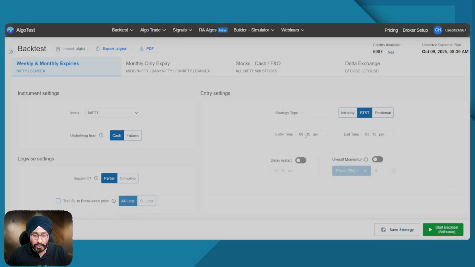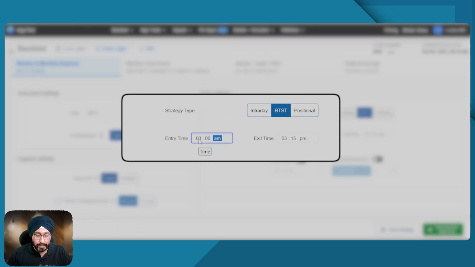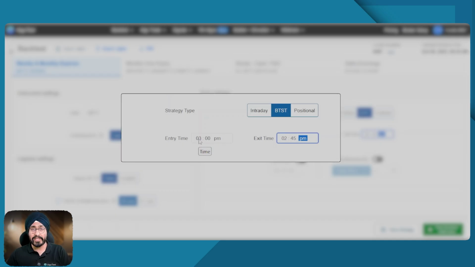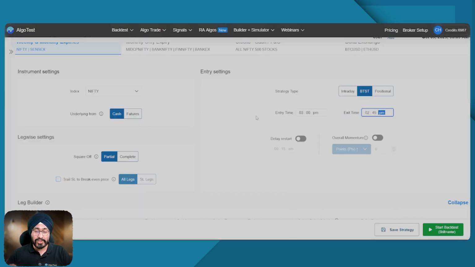So what we are going to do is keep our entry time at 3 p.m. I'm going to start calculating my range at 3 p.m. and I am going to exit my strategy at 2:45 the next day. So now let's move on to the strategy, and afterwards I'm going to explain what exactly it means.